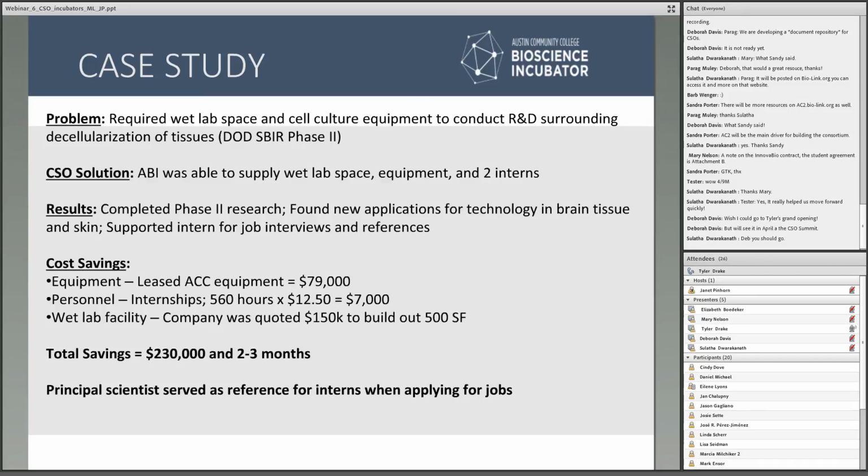They found some new applications for their technology in both the brain and the skin, which they're looking to take to market now. And more importantly to the ACC stakeholders, they supported those 2 interns, taught them some new skills, and served as references during those interns' job interviews, which both got hired.